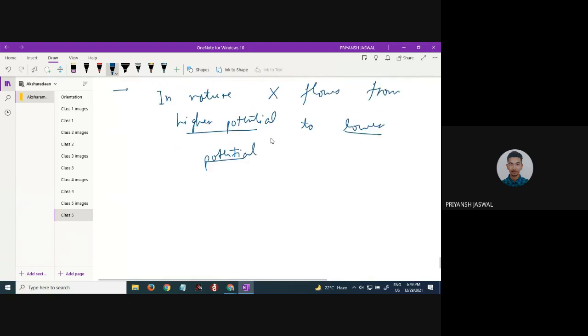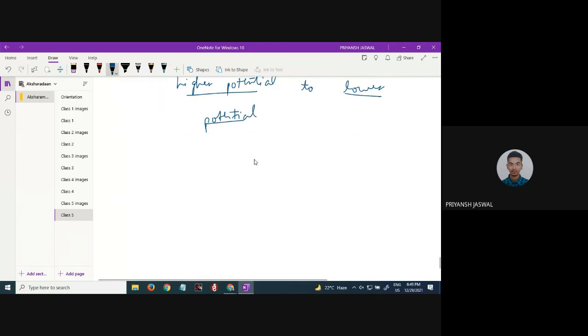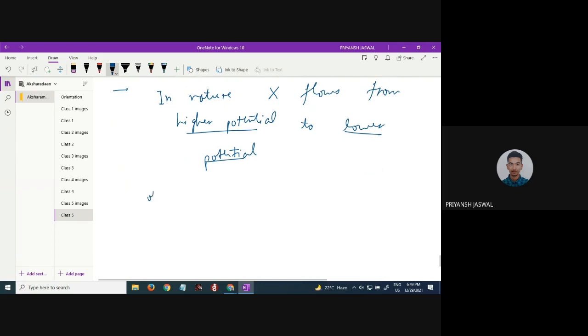Now, what does it mean to flow from higher to lower potential? Suppose there is an object, say a tennis ball. So it will always fall from higher height to a lower height by itself, unless and until we throw it ourselves from lower to higher height. If you put it in the air with your hand and you release the ball from your hand, it will fall towards the ground because of gravity.